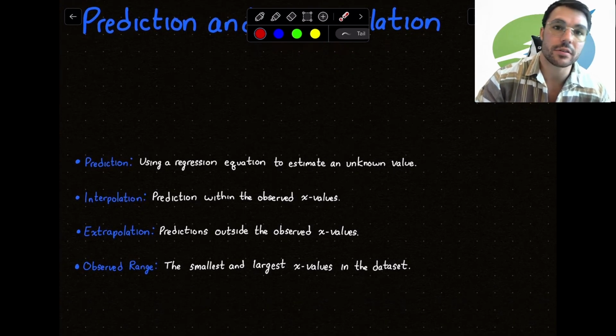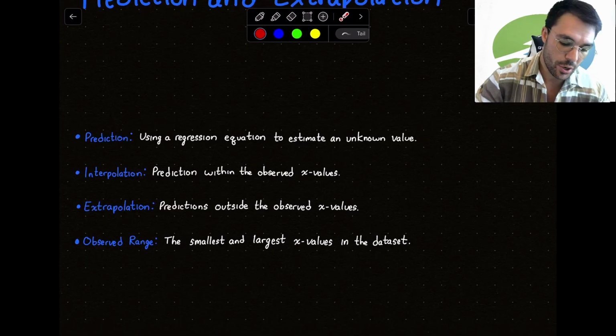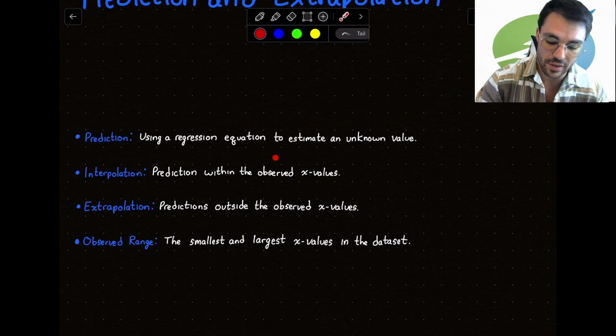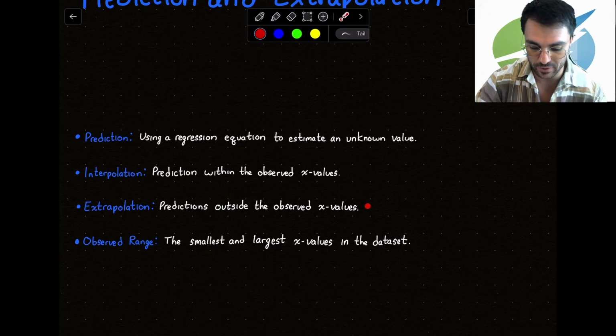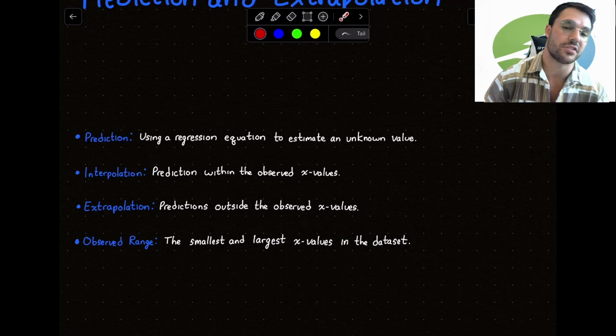All right, some vocab to consider. Prediction: using a regression equation to estimate an unknown value. Interpolation: prediction within the observed x values. Extrapolation: predictions outside the observed x values. And observed range: the smallest and largest x values in the data set.